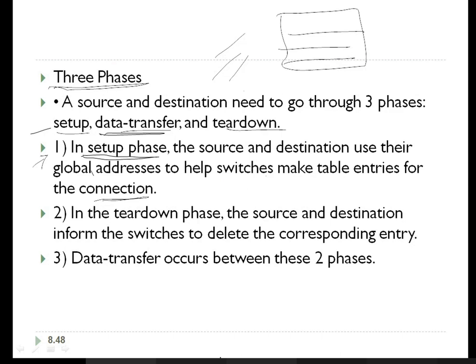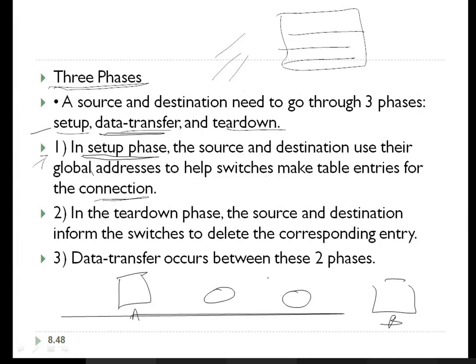So whenever a node wants to send data, consider this is A and this is B. Whenever data is to be transmitted from here to here, in between there are so many nodes or switches. Now, where the data should go, which route it has to take, that should be decided during the setup phase. And it will also create a routing table.